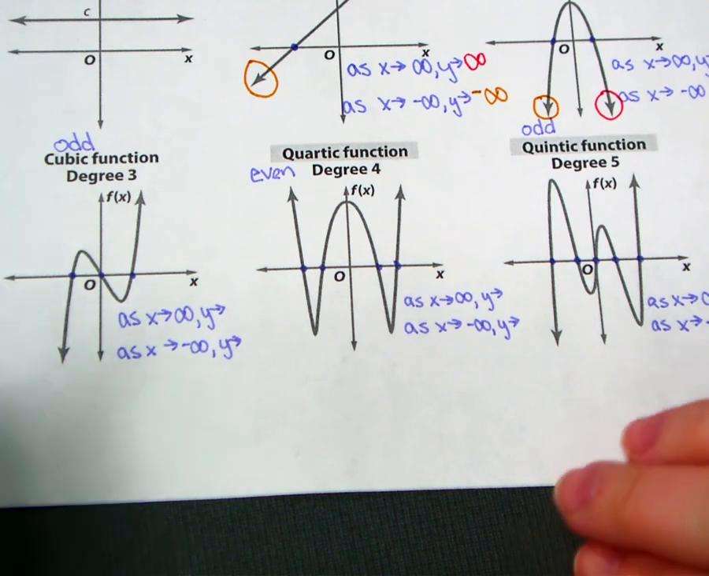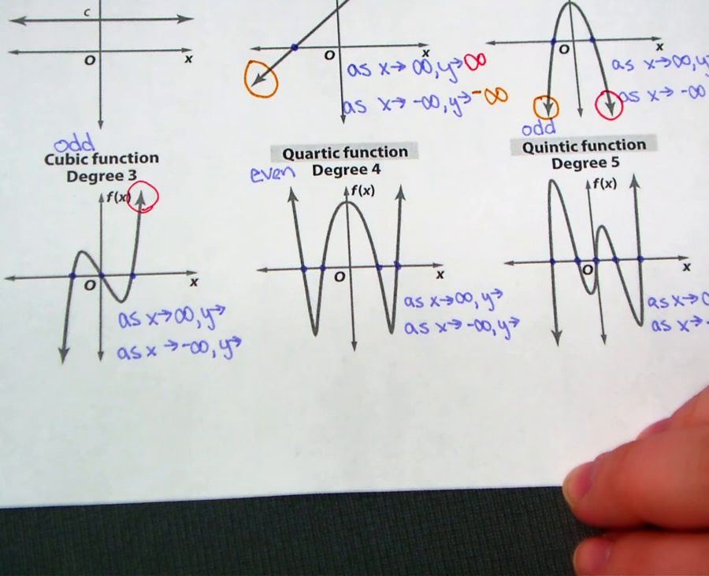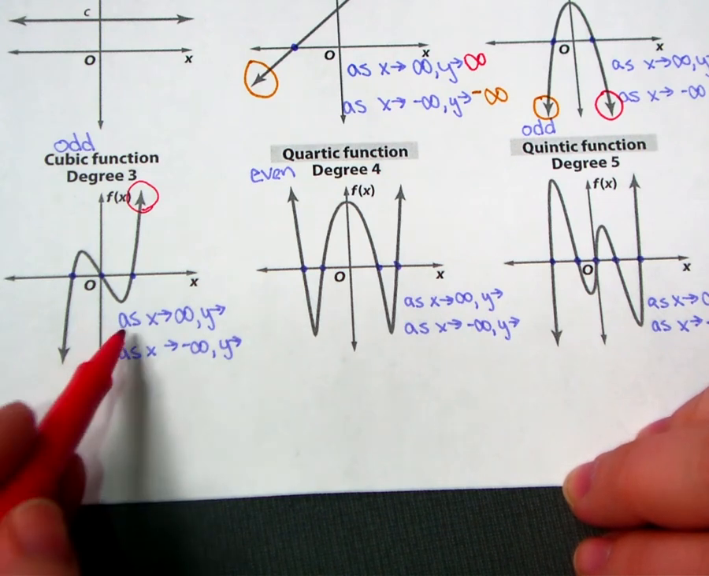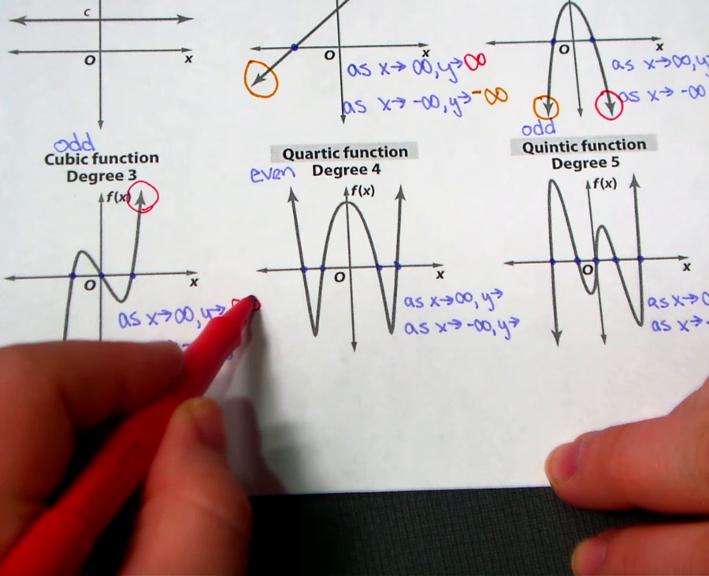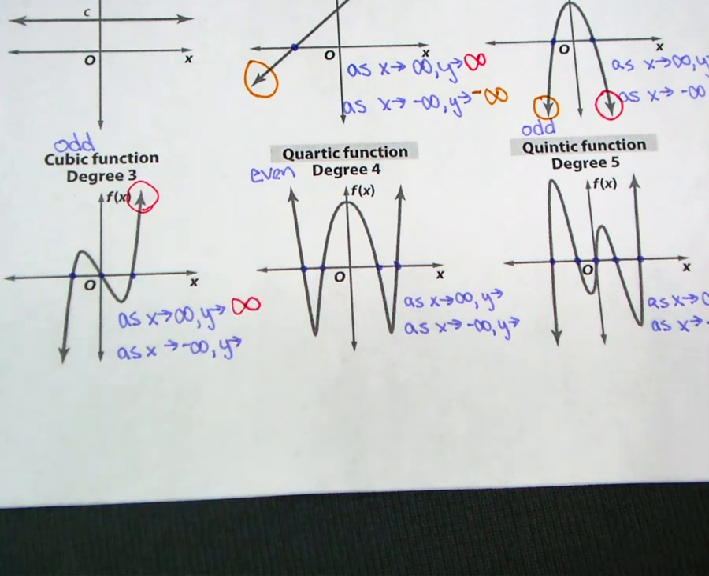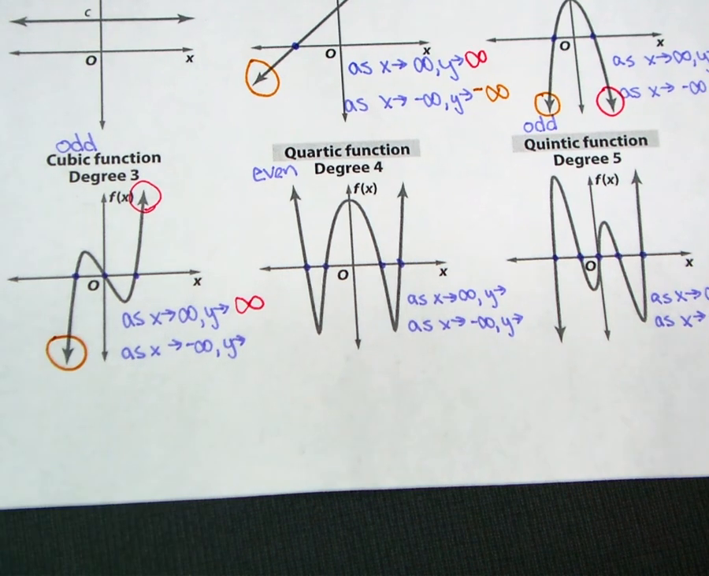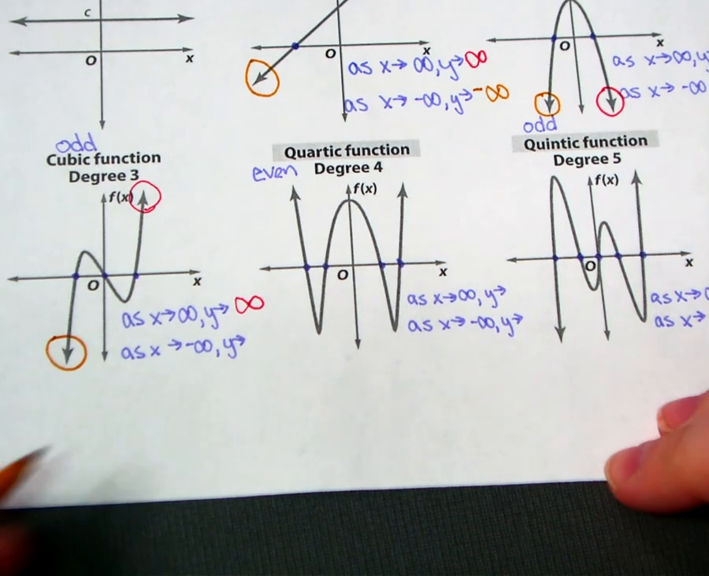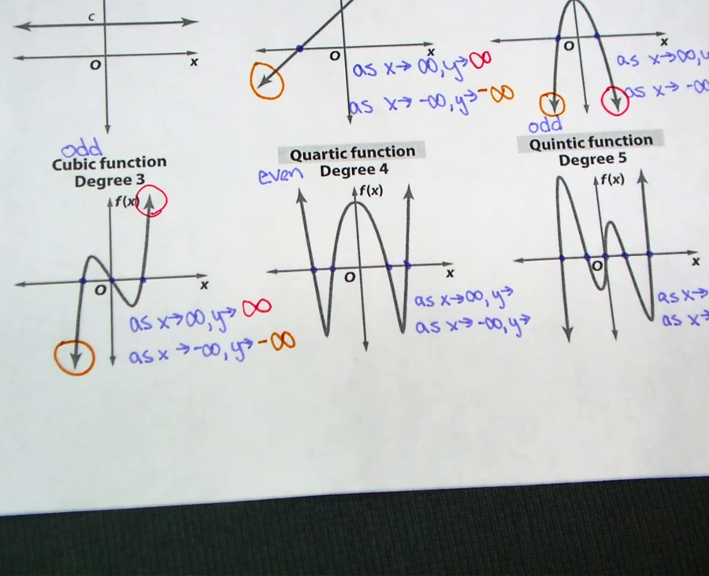Let's look at another odd one. There's the right arrow. It's pointing up, so as x approaches positive infinity, y approaches positive infinity because it's pointing up. Left arrow, as x approaches negative infinity, y approaches negative infinity because it's pointing down.